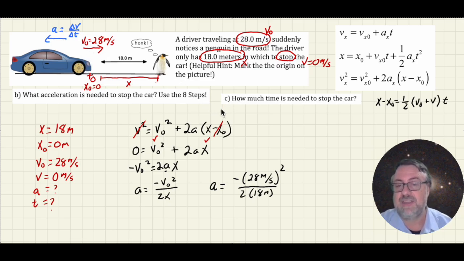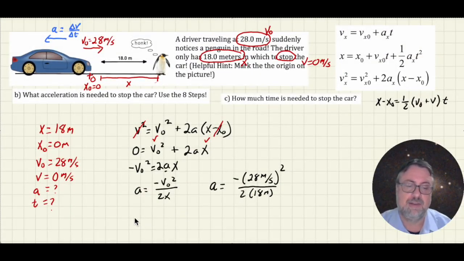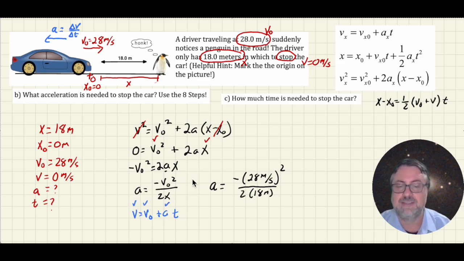All right, let's solve the second part of this problem. The second part of this problem, define the time. That's relatively easy. Let me keep it blue. Define the time. I note that the velocity equals the initial velocity plus acceleration times time. I know the initial and the final velocity. I now know the acceleration, so solving for time is easy.